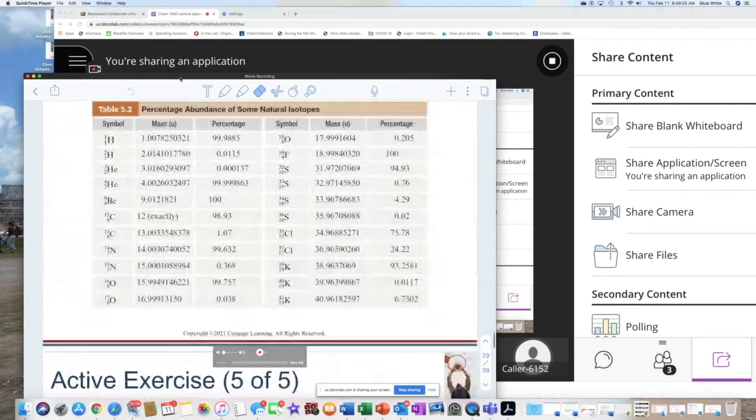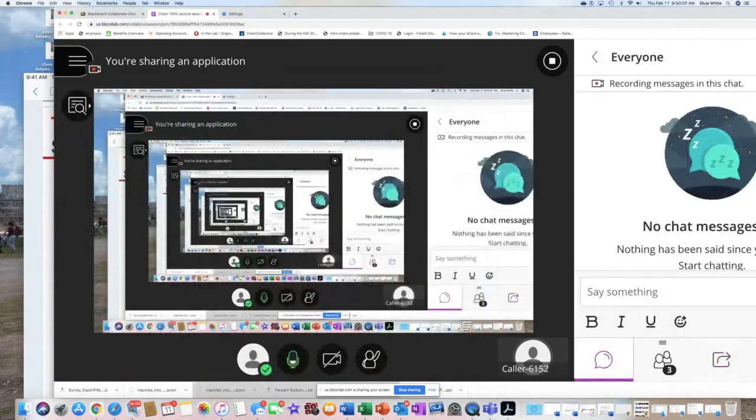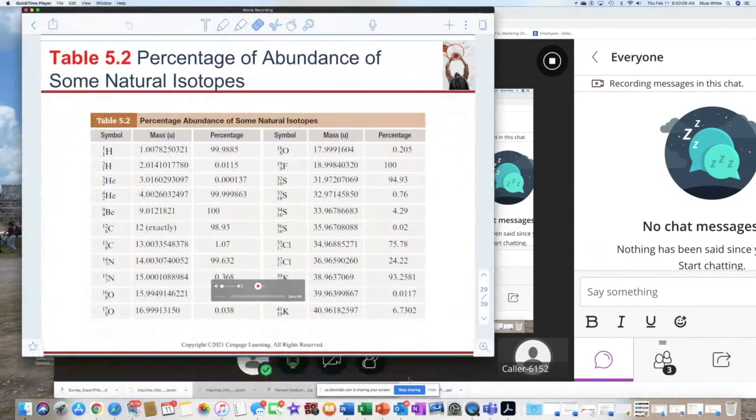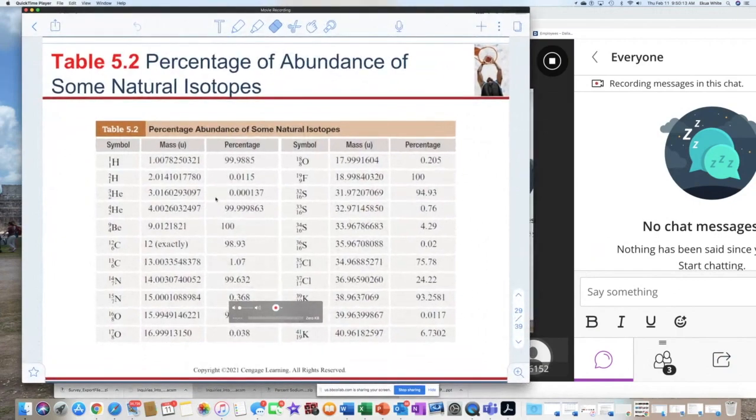Okay, so you have this table right here, and in this table you're provided with a lot of information. If you want to talk directly into the mic, that works. If you want to just message, that works too. Okay, so in this table here, we're provided information about the different isotopes.